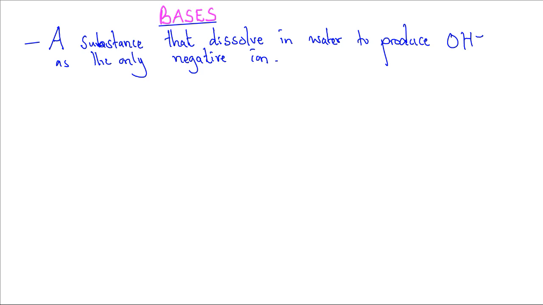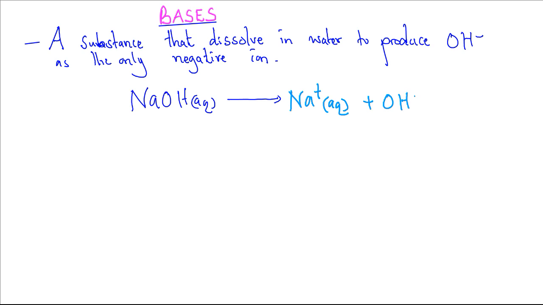So when sodium hydroxide ionizes, it gives sodium ion, which is a positive ion, and hydroxyl ion. So that is the negative ion, and according to Arrhenius, this one is a base. So it's therefore called Arrhenius base.